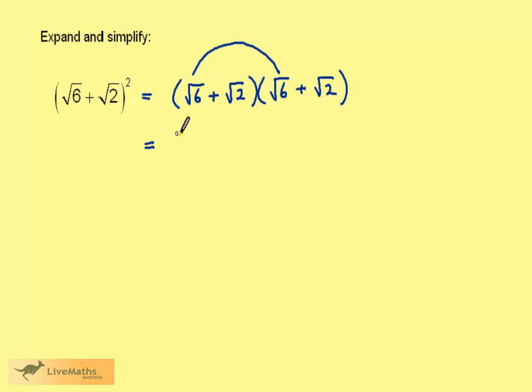Root 6 times root 6 is 6. This is something you should know. Similarly, root 2 times root 2 is 2.